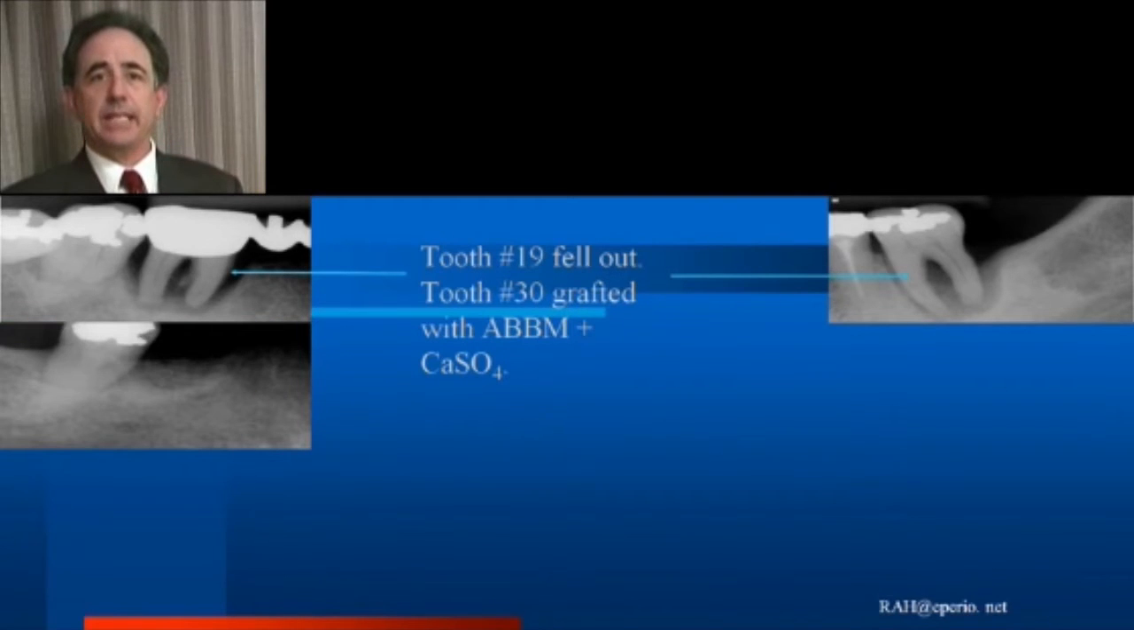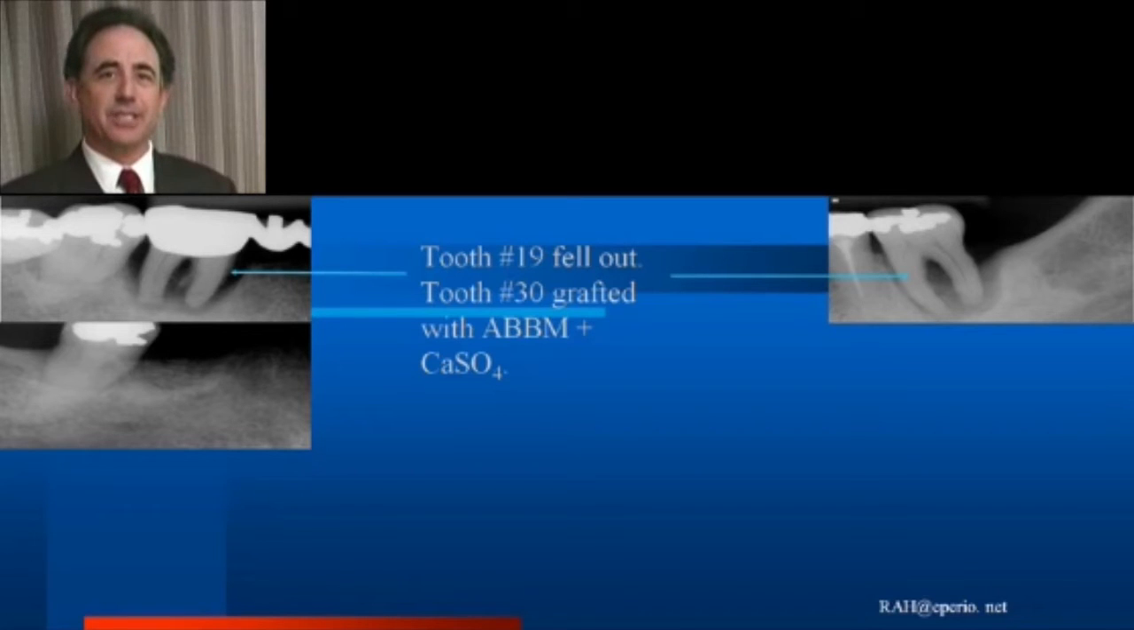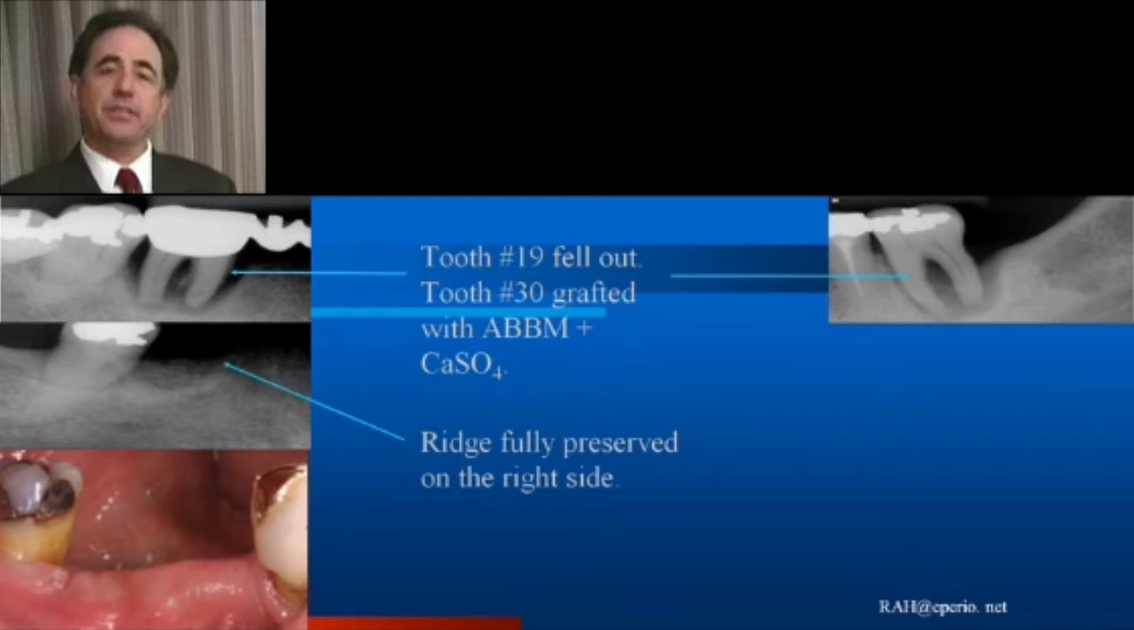Where tooth number 30 was rebuilt, you can see right now an 8-year postoperative radiograph where the site was filled with anorganic bovine bone mineral mixed with calcium sulfate. In a later part of the series, we'll see the histologic result of this healing. However, what we can see clinically is full ridge preservation, both on X-ray, and we can see keratinized gingiva and alveolar volume performed on the slide below.